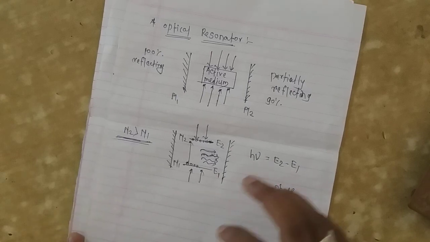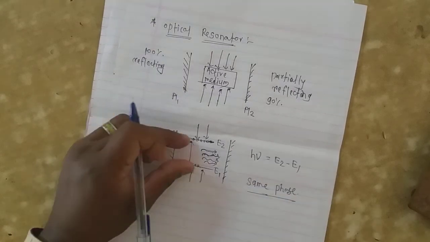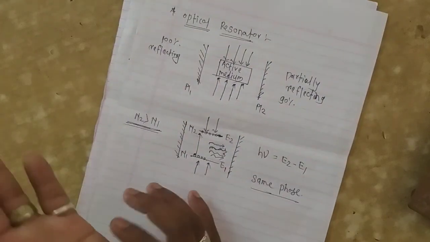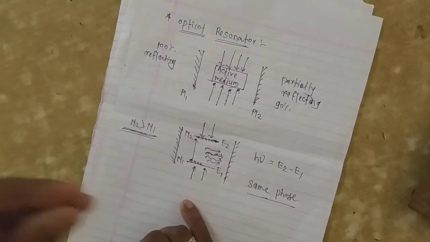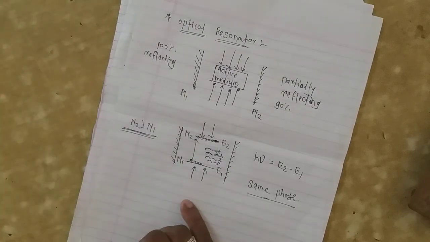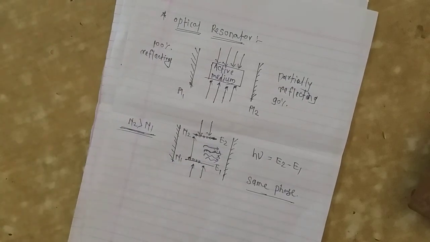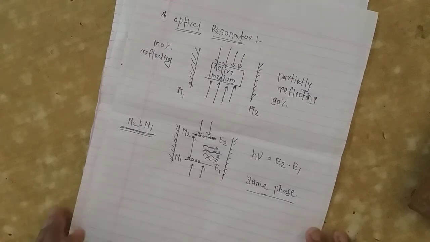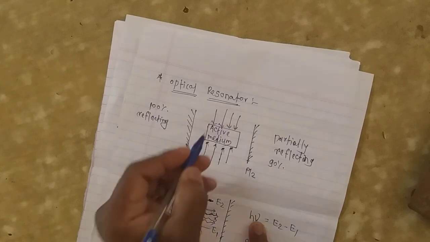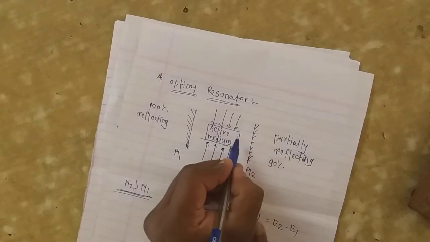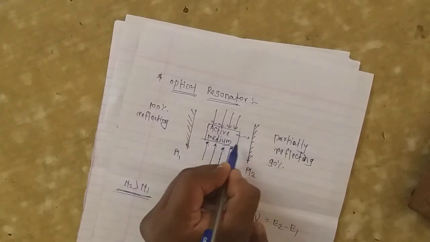Then in the optical resonator, this is the action of the active medium. We are pumping the active medium, then this action, spontaneous emission and stimulated emission, takes place. That is the chain of stimulated emission. Then in that diagram, the photons will be emitted, and these photons are in the same phase.